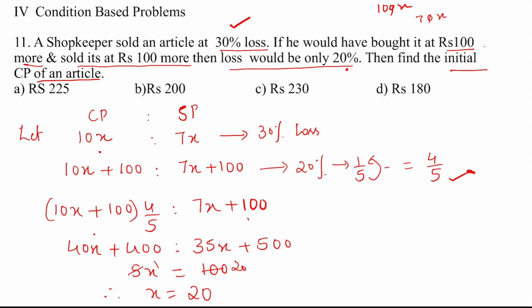But initially we had assumed that the article's cost price is 10x, isn't it? We had assumed that the article was bought at 10x. So we got the value of x. Therefore 10 into 20 is equal to 200. That means the cost price of the article was 200. Option B is the answer.